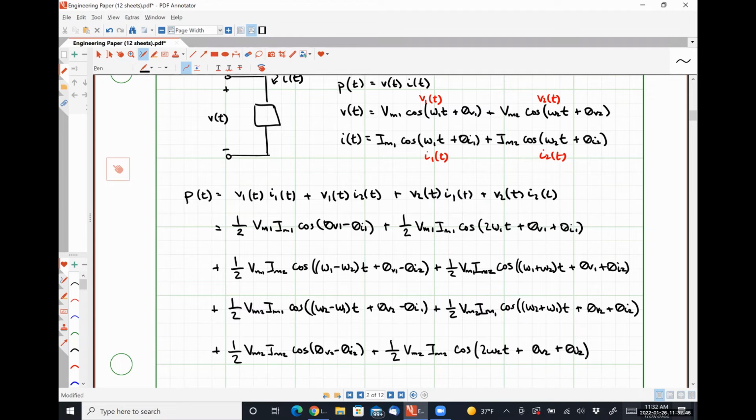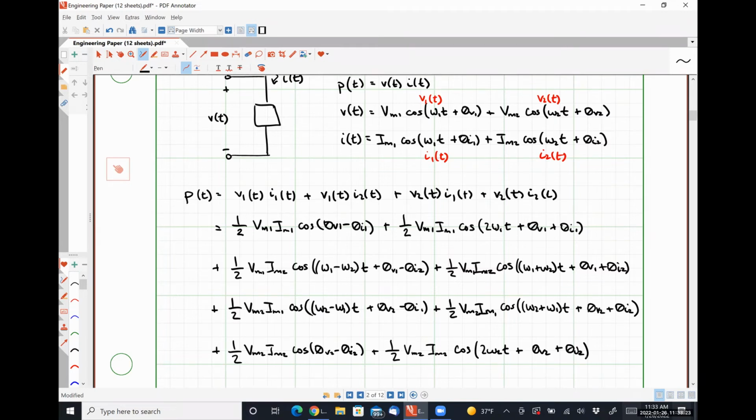So it gets a little untenable pretty quickly, but the average power part is fairly straightforward, okay? The average power is just 1/2 Vm1 Im1 cosine theta V1 minus theta I1 plus 1/2 Vm2 Im2 cosine theta V2 minus theta I2. What's interesting about this is that that is the exact result we would get for the power using superposition.